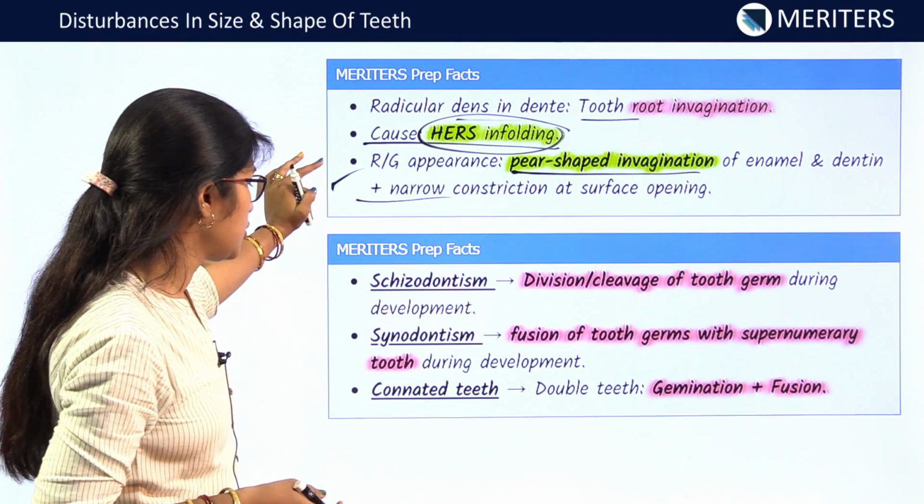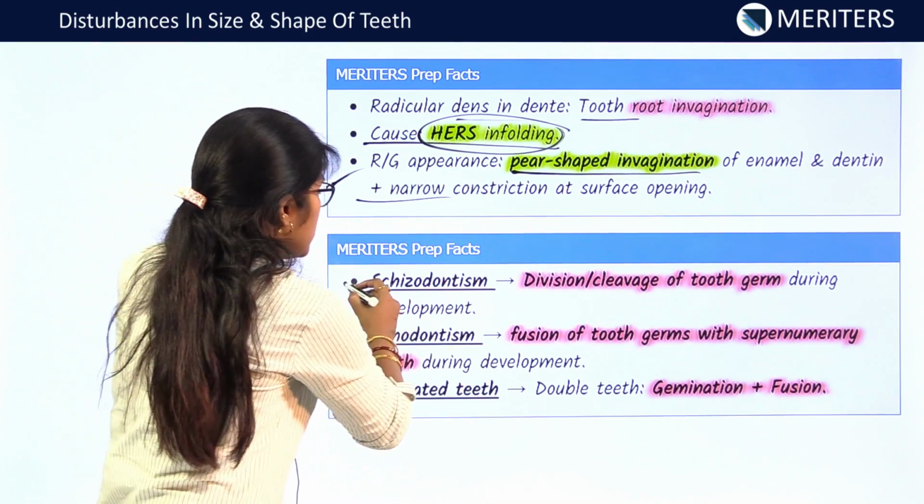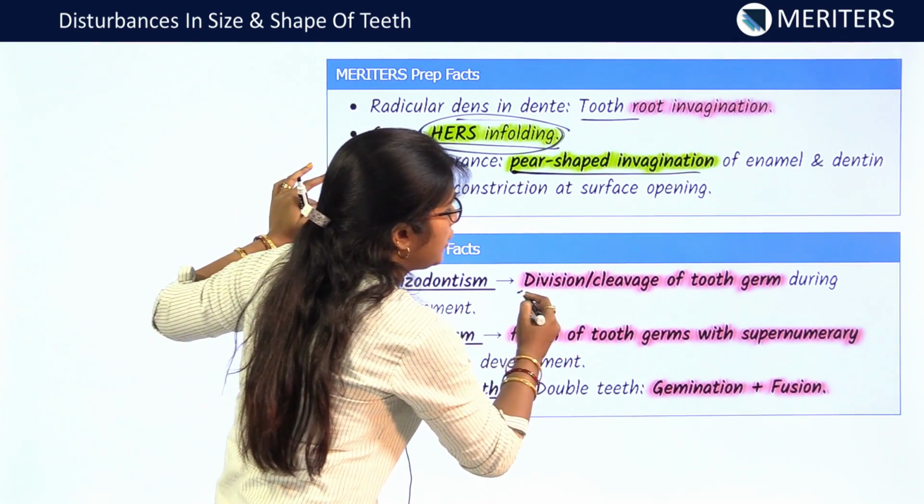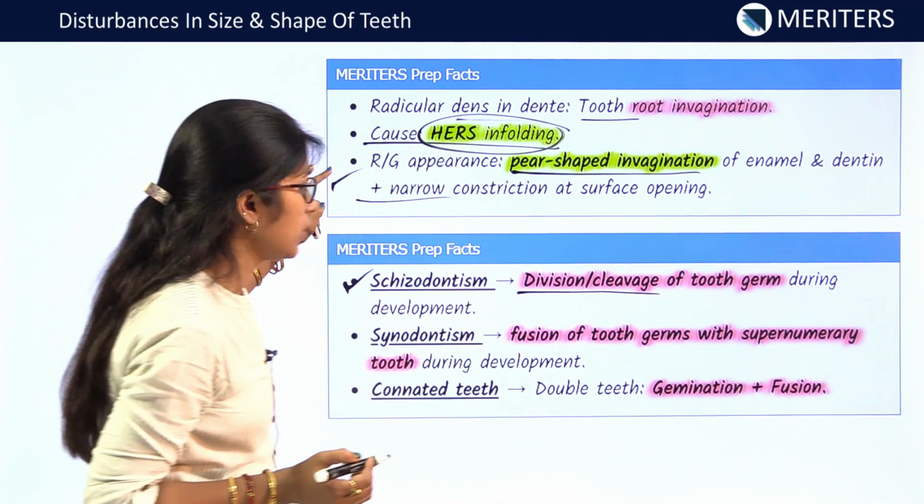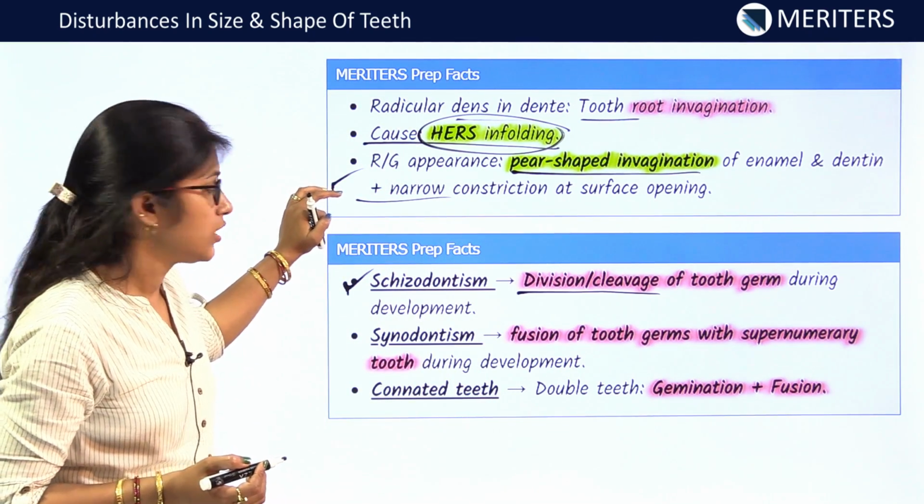Okay, now we'll see certain terminologies. First of all, see schizodontism. This is division or cleavage of the tooth germ during development. That is known as schizodontism.